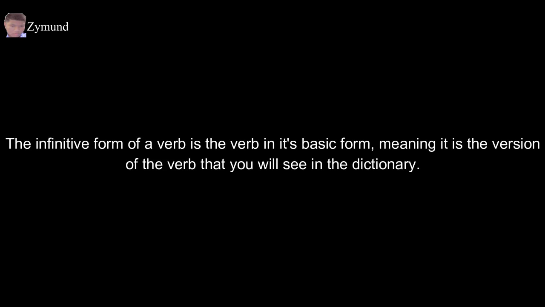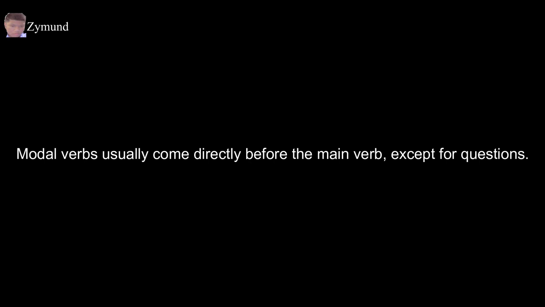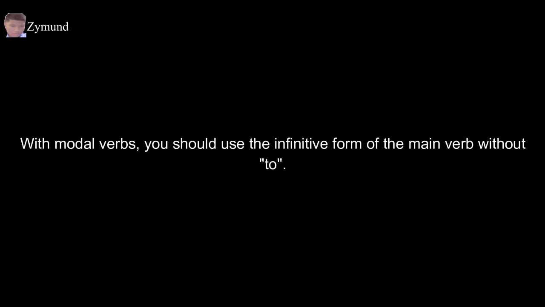The infinitive form of a verb is the verb in its basic form, meaning it is the version of the verb that you will see in the dictionary. The infinitive form of a verb is usually preceded by to. Example: to run, to dance, to eat, to think. The infinitive form is not always preceded by to. Now, modal verbs usually come directly before the main verb, except for questions with modal verbs.